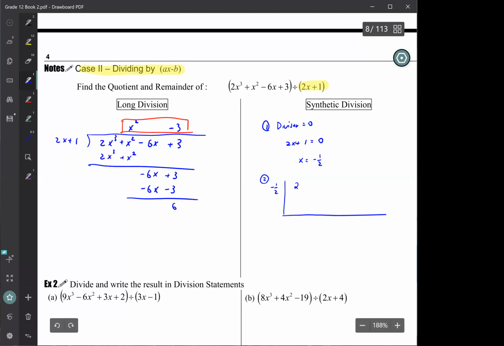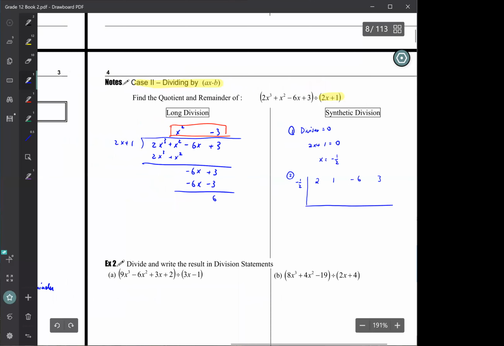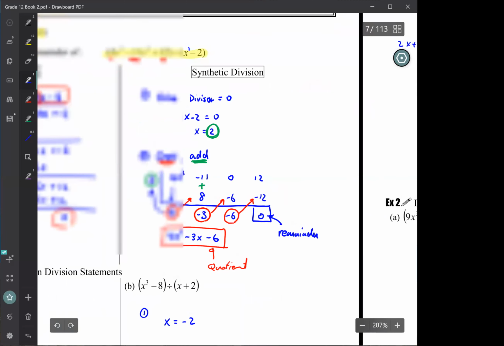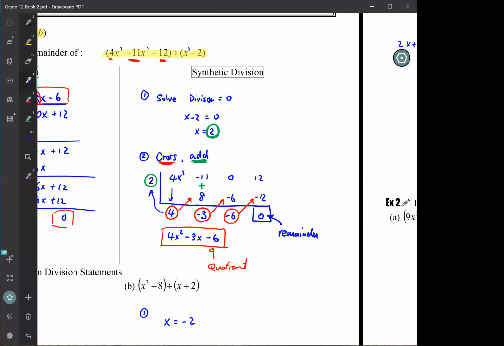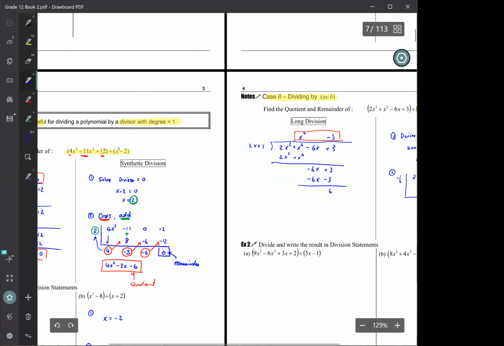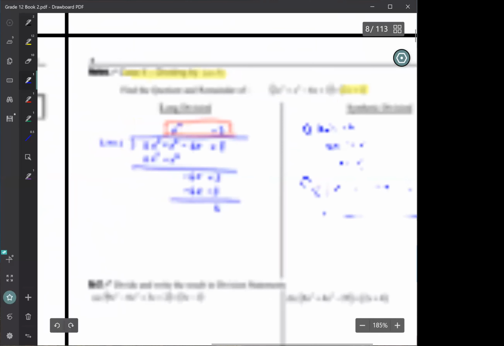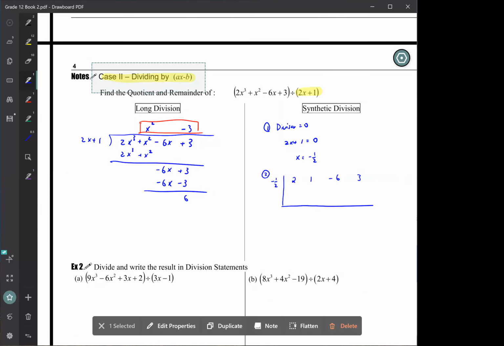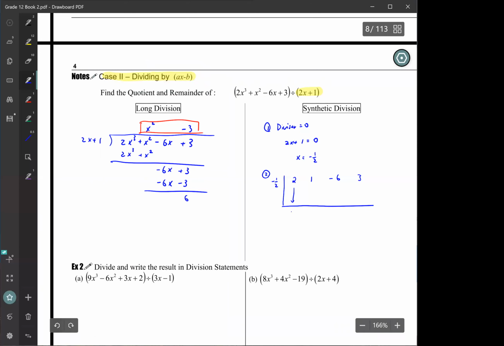Inside will be the dividend, so it will be 2, 1, negative 6, and 3. We need to make sure there's no skipping of a term, otherwise you need to put a 0. To do synthetic division, we just follow these two words: cross and then add. But first, you need to drop down the first number. So 2 goes down.